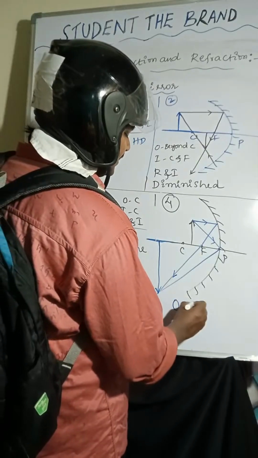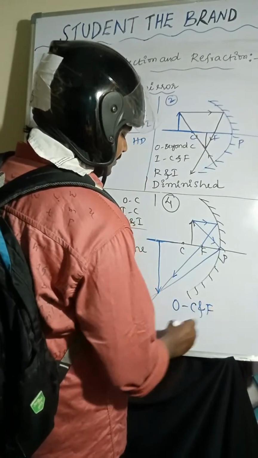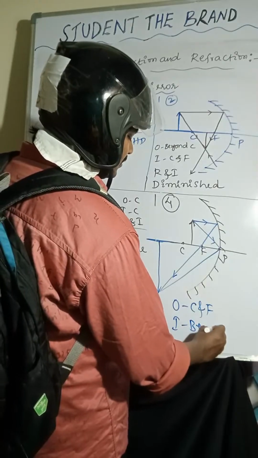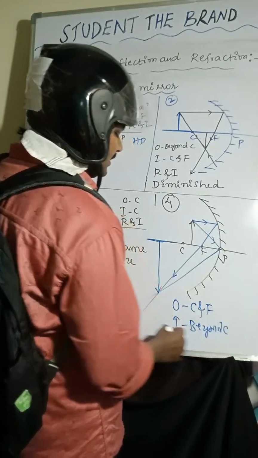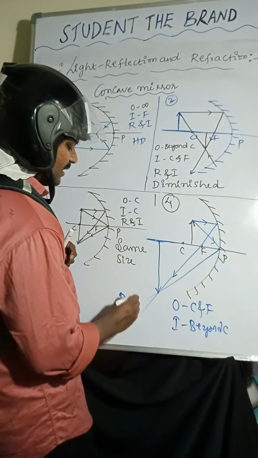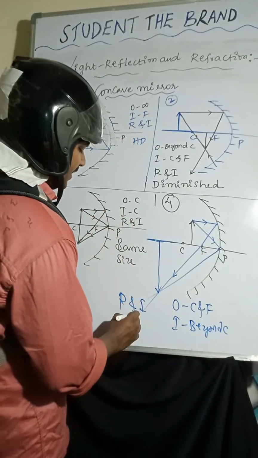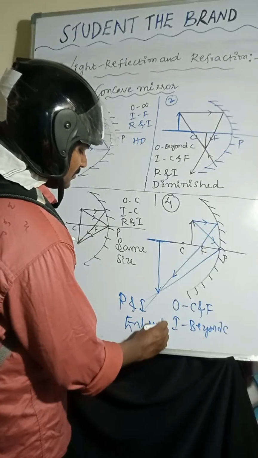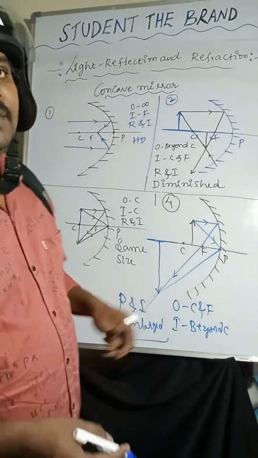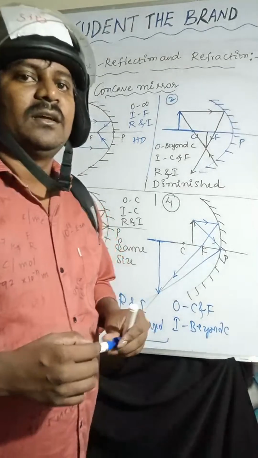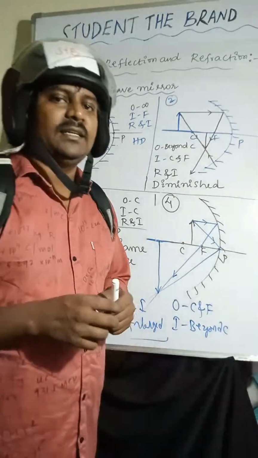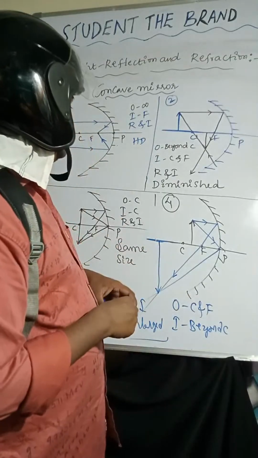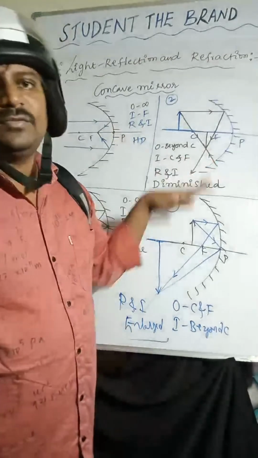Object is between C and F. Image will form beyond C. Nature of the image is real and inverted. Size of the image is enlarged. Compared to the object, image size is increased, that is enlarged. Okay, so these are the 4 image formations.